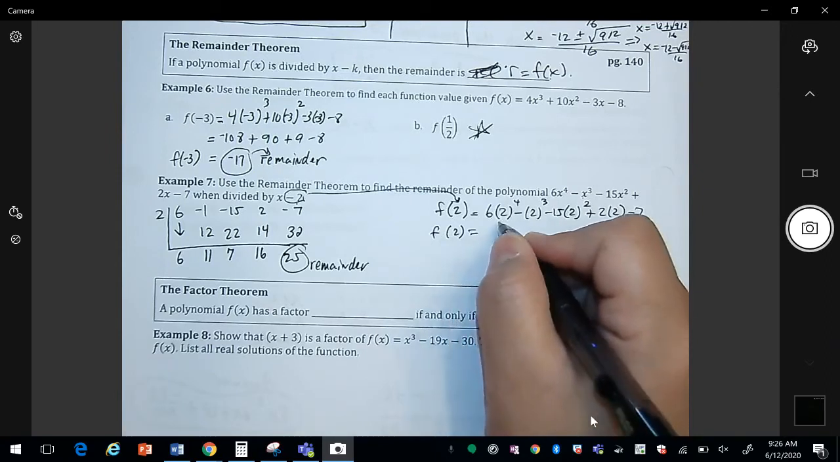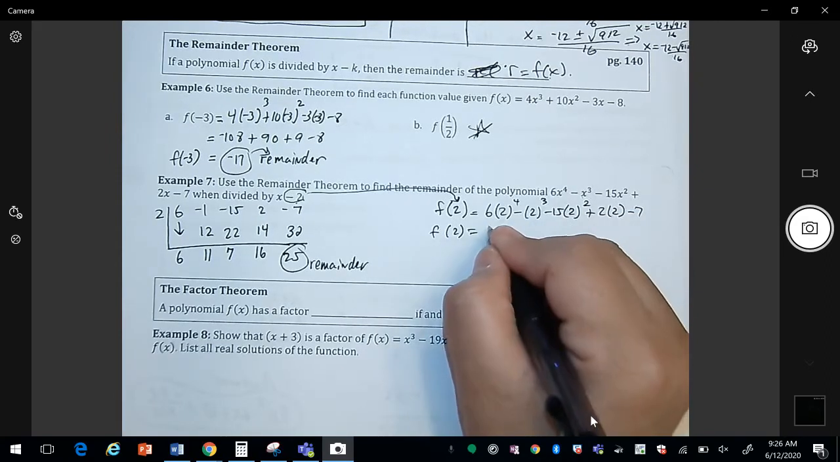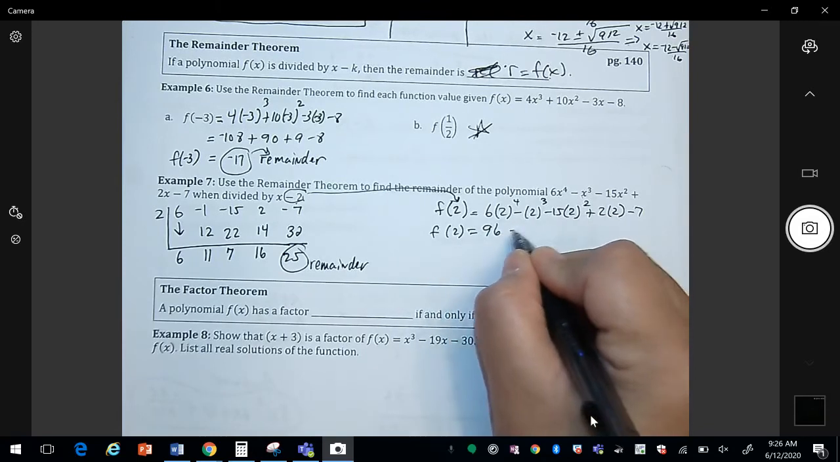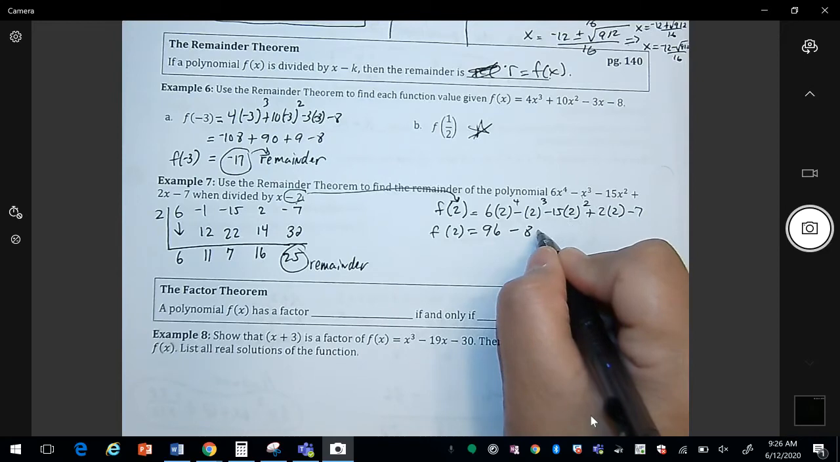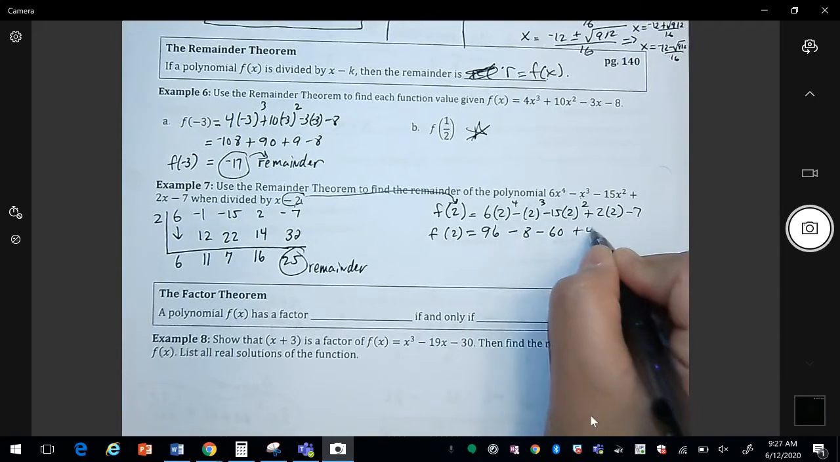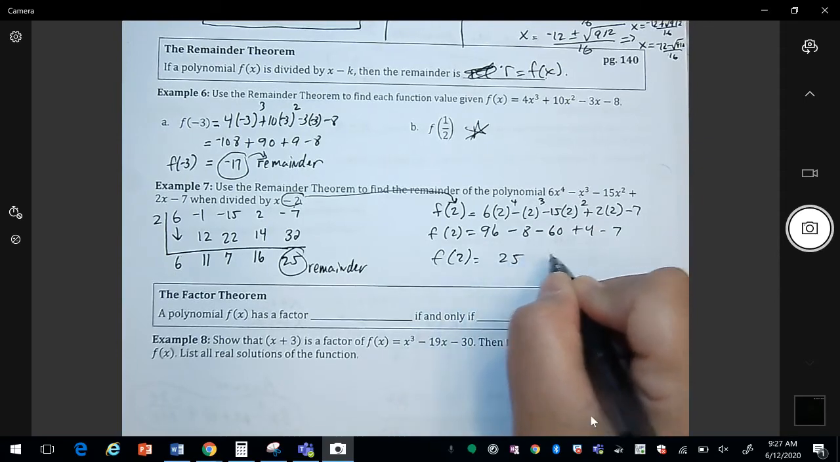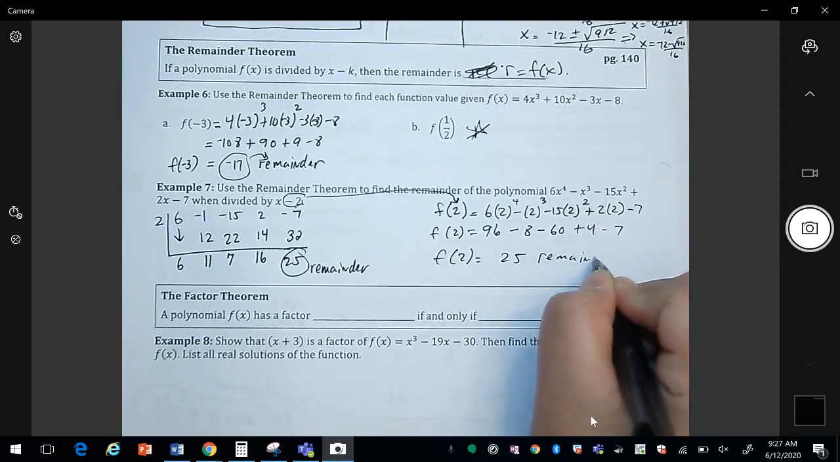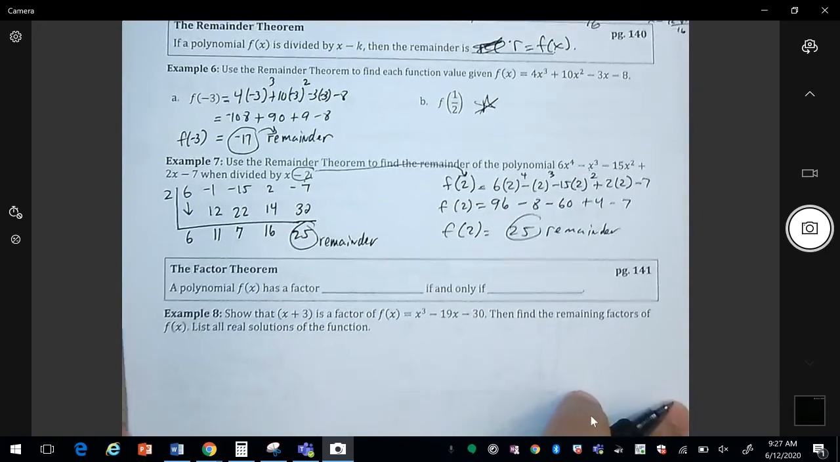So 2 times 2 is 4, times 2 is 8, times 2 is 16, times 6 is going to give us 96, minus 8. 2 times 2 is 4, times 15 is 60, plus 4 minus 7. So we end up with 25, which is our remainder. So again, you still end up with the same remainder.